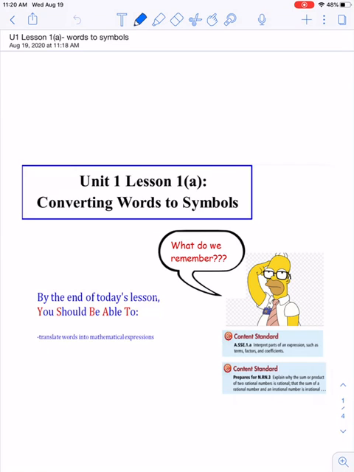All right, welcome everybody to our first lesson, our first part, I should say, of lesson 1. Today we're going to talk about converting between words and symbols.